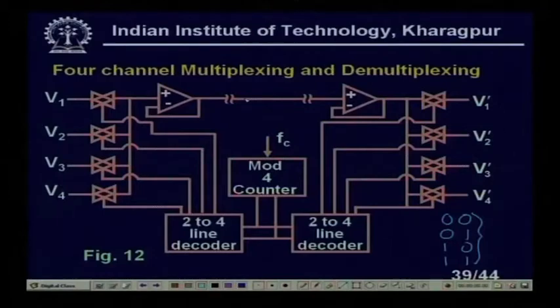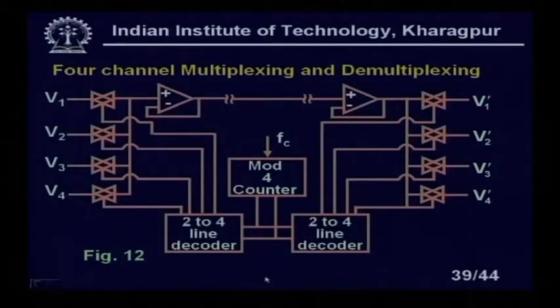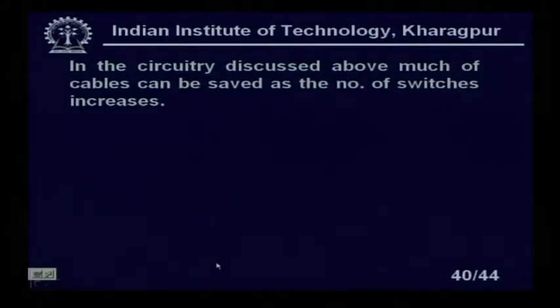People always know that 1 to 1 synchronization should be there. That means when these lines are selected, simultaneously this line should also be selected. It is not very difficult, because the same mod 4 counter output is coming to both decoders. So when this is selected, this is selected, and at that time all the other 3 analog switches will be deactivated. When this switch is selected, this switch also will be selected, like that it will go, right.